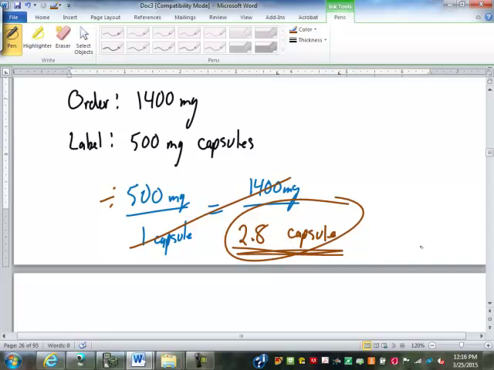Now we'll talk about rounding later. Capsules, of course, you're going to have some partially filled capsules if you want part of it. If it's tablets, tablets can either be scored in halves or quarters. So if it was a tablet, you'd have to round either to the nearest half or the nearest quarter. We'll talk about that later as well. For right now, we'll settle for just getting 2.8 capsules.